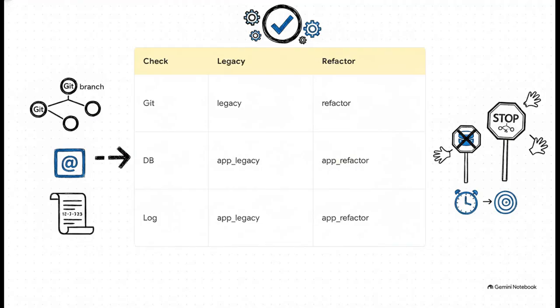Now, before you even think about running a migration, look at this verification checklist. You absolutely must drill this rule into your daily habits. Your Git branch, your environment variables, and your migration logs must perfectly agree. If your Git branch says refactor, but you run printenv in your container and it says app_legacy, stop, do not migrate. Catching a mismatch here takes 2 seconds. Repairing a mixed schema because you accidentally migrated the wrong database takes hours. Triple check this alignment every single time.